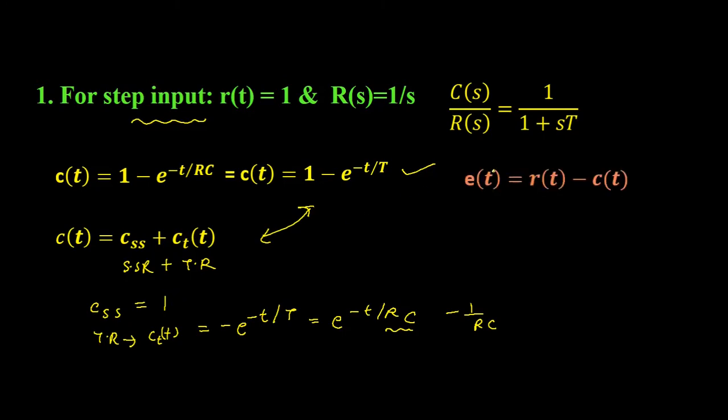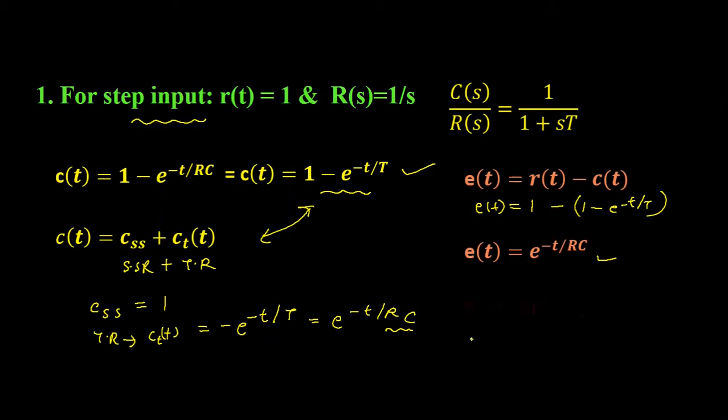Now we find out the error. Error e(t) is equal to r(t) minus c(t). Here r(t) is equal to 1. Then e(t) will be equal to 1 minus this equation which we found out just now. It is equal to 1 minus (1 minus e to the power minus t by T). So from this equation e(t) will be equal to e to the power minus t by RC, because here capital T is equal to RC. So from this equation we can see that the error is also dependent on the values of R and C.